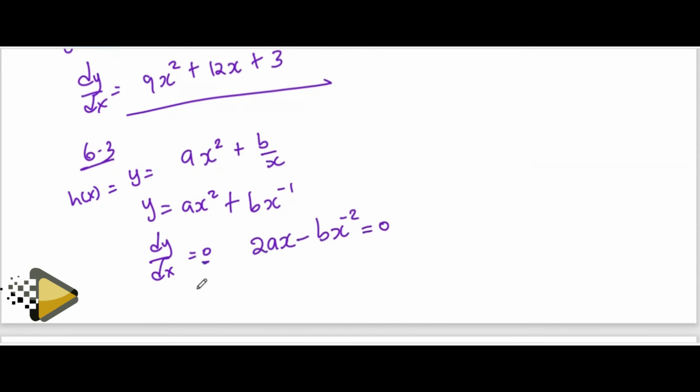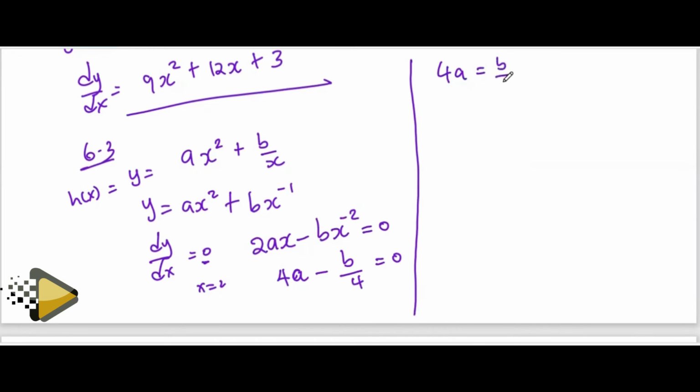But we know that at that point, x is a 2. I'll replace x with a 2. So that will be 4a minus b over 4 is equal to 0. Okay, so I can choose to make b the subject or make a the subject so that my 4a is the same as b over 4. Multiply both sides by 4 so that b is 16a. That is equation number 1.